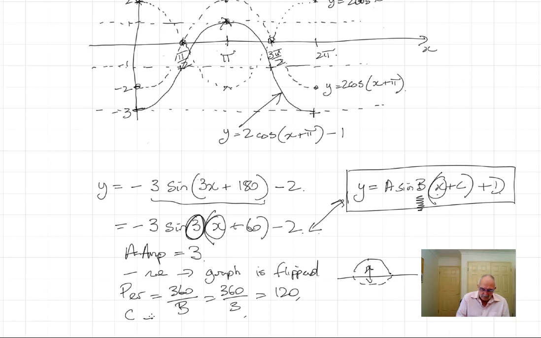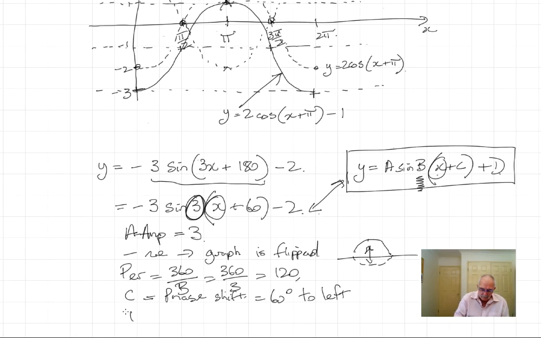C is the phase shift, which is equal to 60 degrees. Now, because it's plus 60, it'll be 60 degrees to the left. And lastly, D equals -2, and that means it is 2 units down.